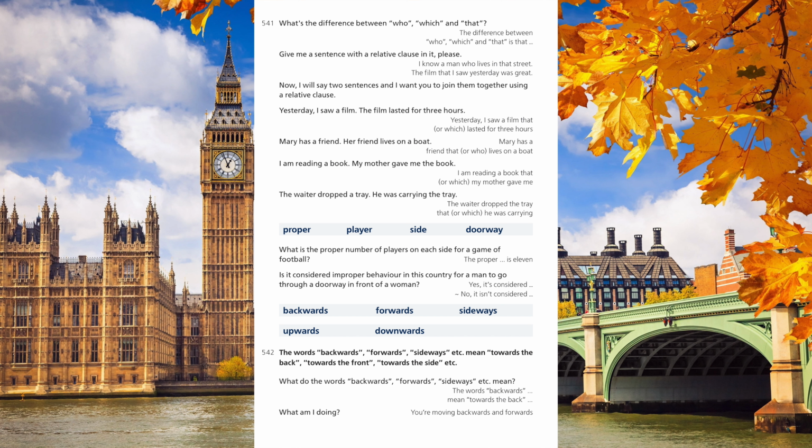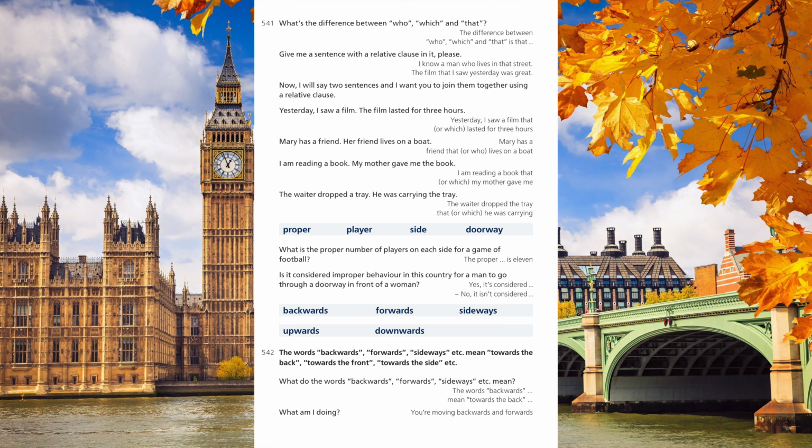Proper, player, side, doorway. What is the proper number of players on each side for a game of football? The proper number of players on each side for a game of football is 11. Is it considered improper behavior in this country for a man to go through a doorway in front of a woman? Yes, it's considered improper behavior in this country for a man to go through a doorway in front of a woman.